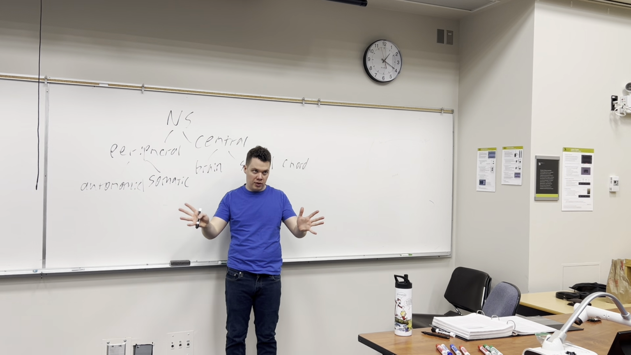Autonomic means outside of awareness, similar to the word automatic, which means it's not consciously controlled. So this includes the sympathetic and the parasympathetic. Sympathetic is fight or flight, and parasympathetic is rest and digest. So parasympathetic is default, normal activity. Sympathetic is, okay, panic mode, all energy goes to the heart, lungs, and muscles.